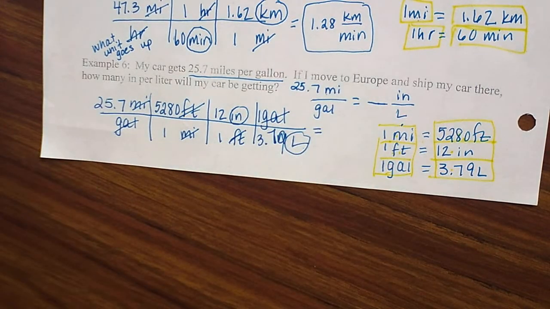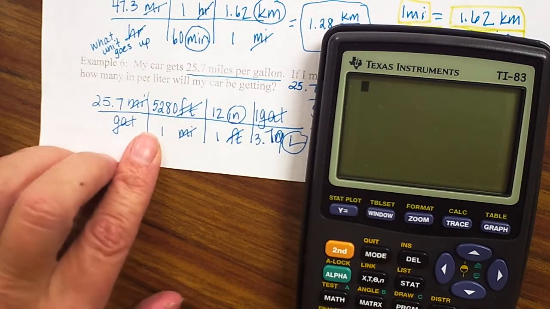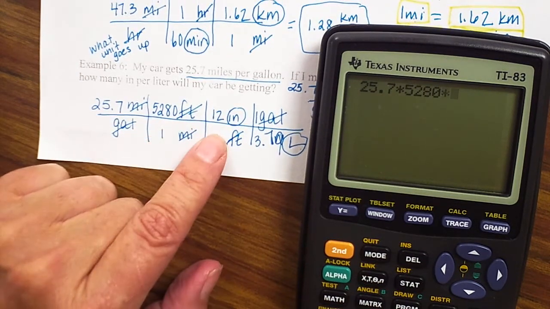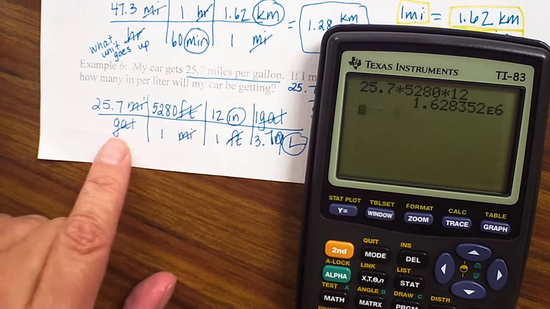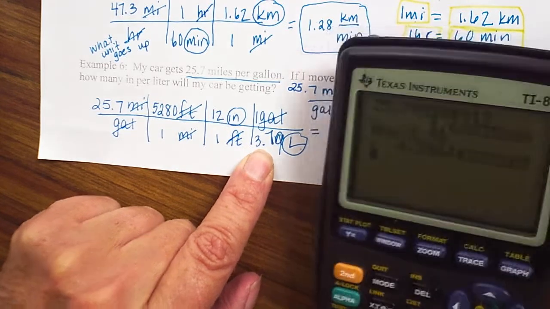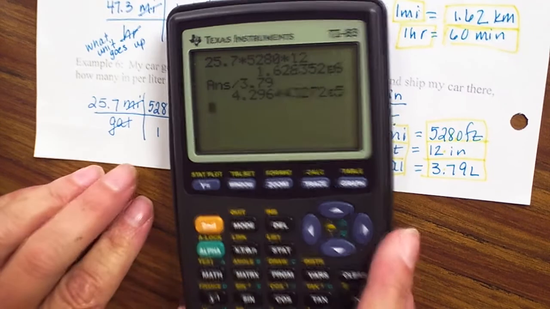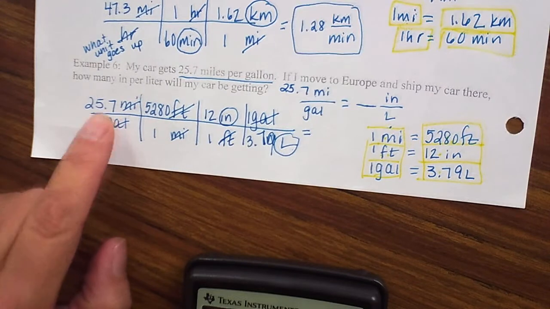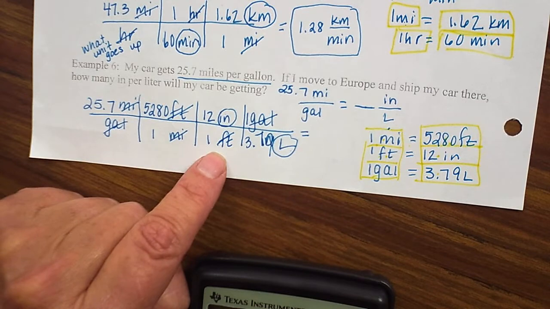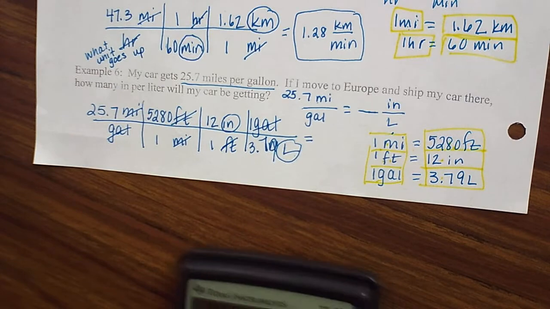So now I'm going to use my calculator. We're almost done here. 25.7 times 5,280 times 12 equals, divided by 3.79. And I get 4.296 times 10 to the 5th. So how many digits do I get here? I have 3 here. This one is a definition, so I don't use it. This one is a definition, so I don't use it. This one is 3. So that means I'm going to get 3 in my answer.